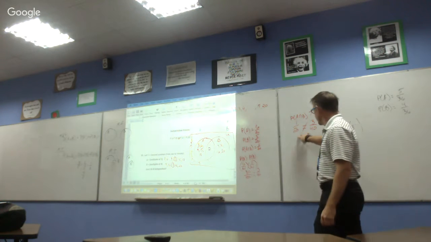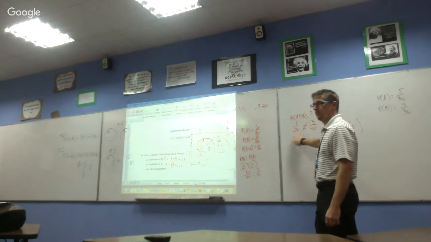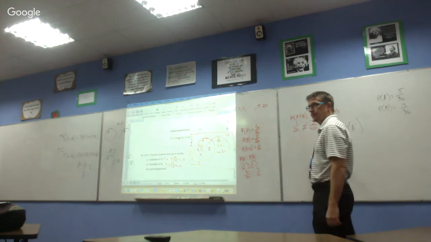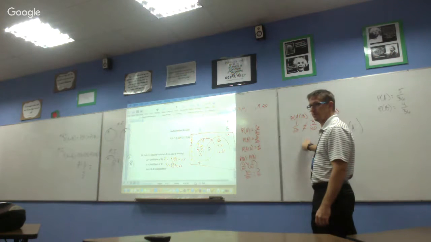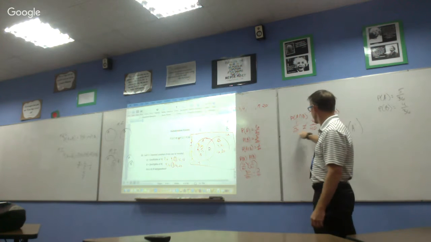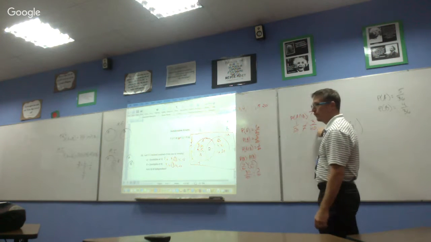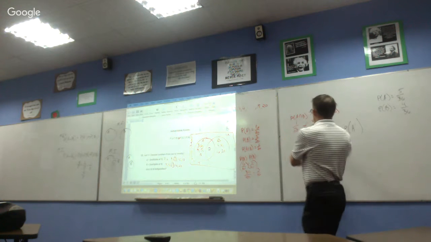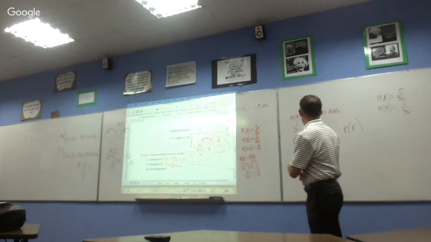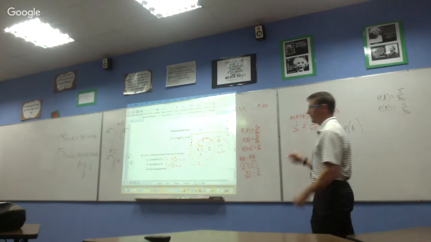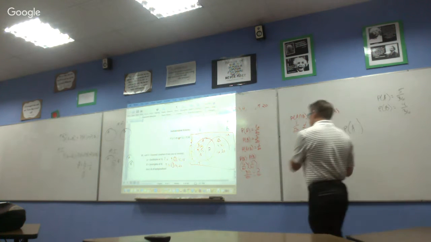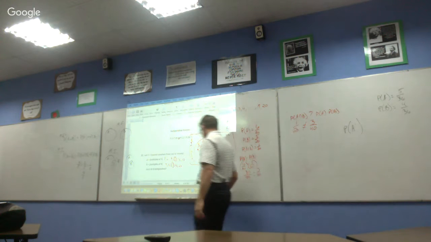In order for them to be independent, what has to happen here? It has to be a true statement. It has to be something that is equal. Since 1 out of 20 is not equal to 3 out of 40, this is a false statement. We can't have false statements. So it's not independent.